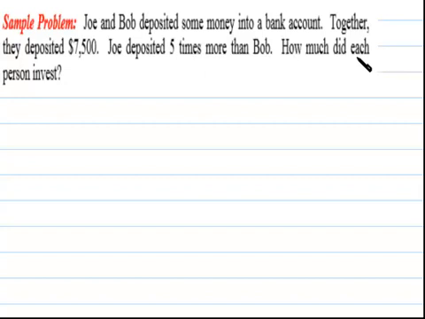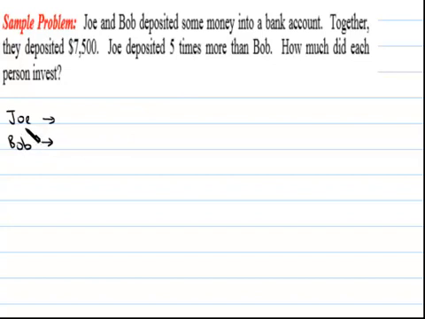The question is, how much did each person invest? So there's 2 people. So I'm going to write their names right here. Joe and Bob. They both put in some money into an account. So typically whatever we're looking for, I like to write it here on the side. And I draw a little arrow because that arrow tells me how I'm going to represent each person. So if I read it, it says, together they deposited $7,500. Joe deposited 5 times more than Bob.